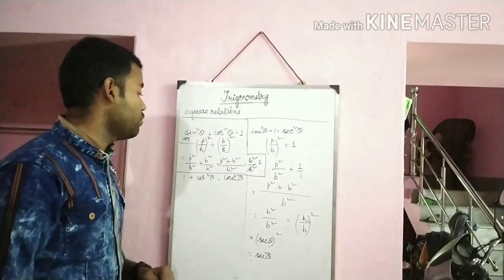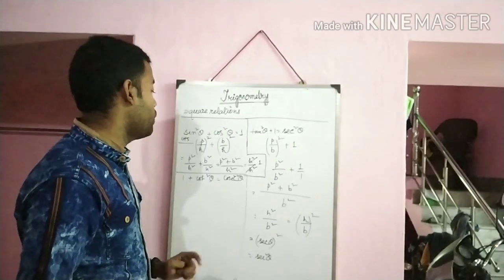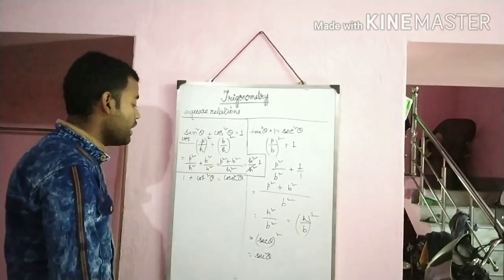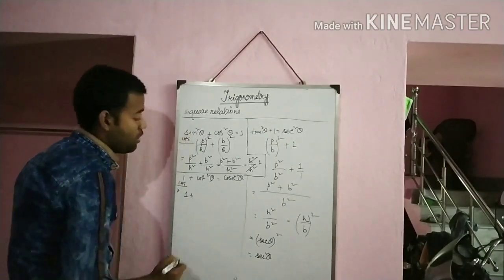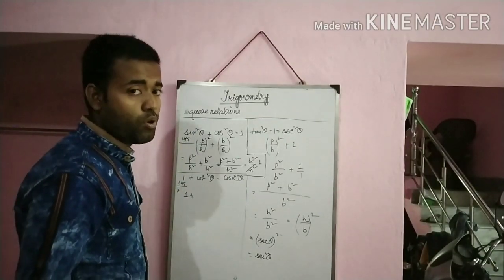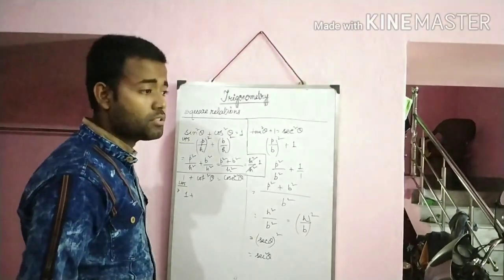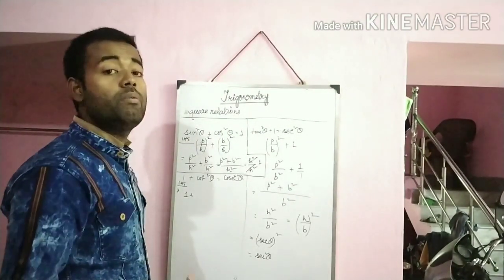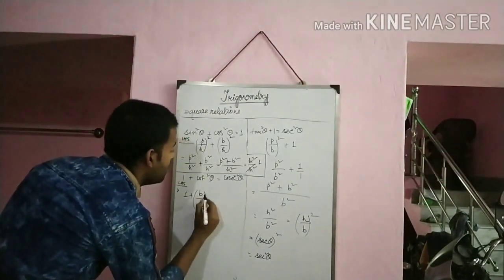Now we will do the third proof. It is given that 1 plus cot square theta equal to cosec square theta. Now again let us do it. We will do LHS only. So 1 plus, now what is cot theta? Cot theta is the reciprocal of tan theta. Now what is tan theta? Tan theta is perpendicular by base. So cot theta will be base by perpendicular. So it will be base by perpendicular whole square.